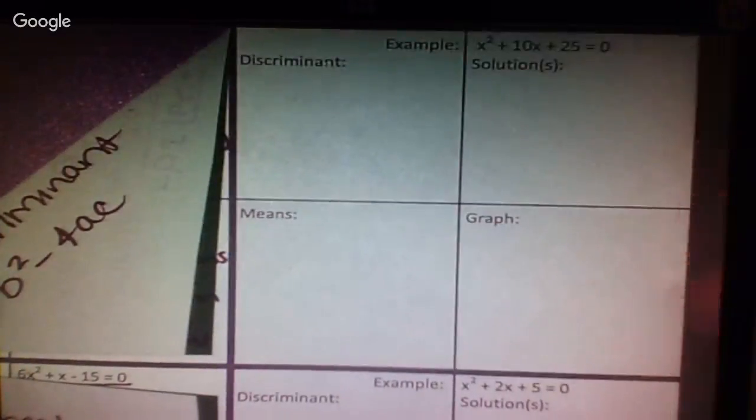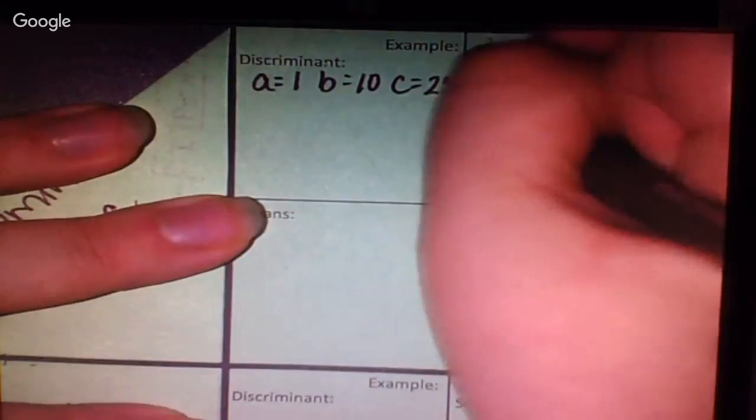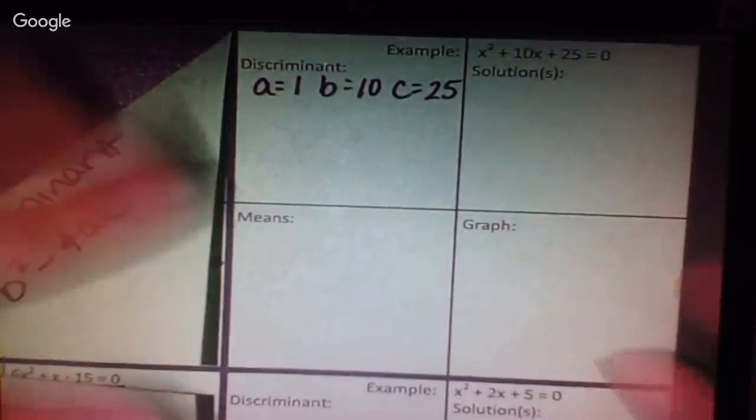All right, here's my next one. We only have 2 more, okay? 2 more. So this time, I again need to find my a value. So what's the coefficient in front of x squared? 1. What's in front of x? 10. And what's the constant? 25.